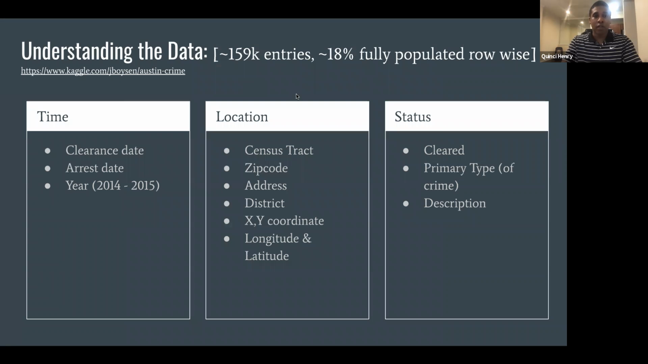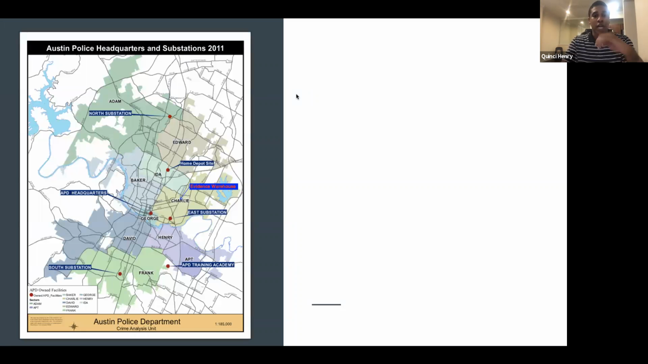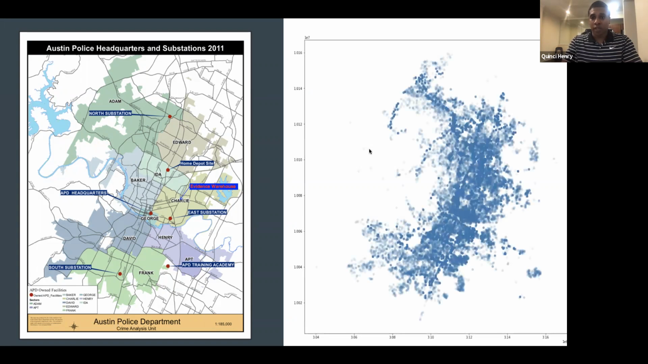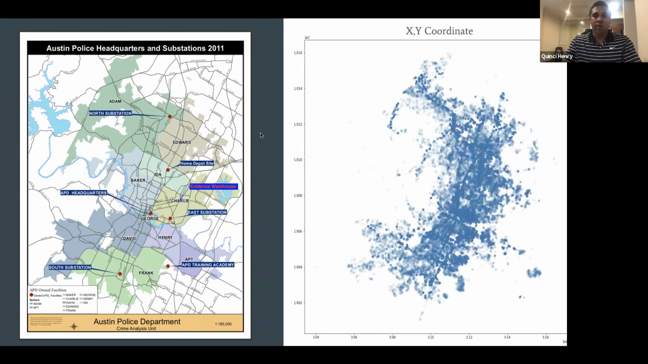So now we're going to talk about location. This is how Austin groups the data in location. And I ran k-means on the data, and this was the data set before k-means. But my goal is to see what k-means comes up with in comparison to this. This is by x and y coordinates, by the way. So this is what we came up with.